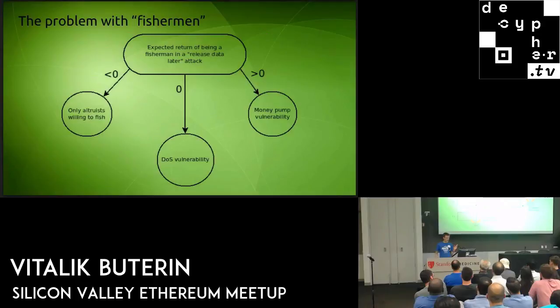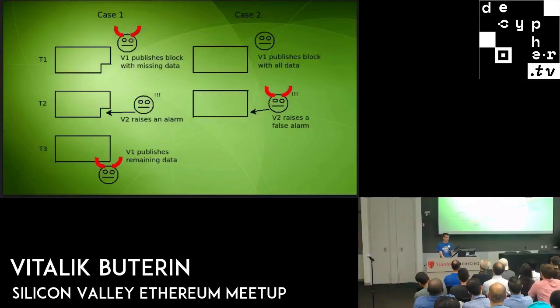The other case is the expected return is less than 0. So v2 loses. Now that's good in case 2 because it means that it's costly to do this kind of attack. But in case 1, what this means is that there's no incentive, first of all, to raise the alarm. And second of all, there's a disincentive against raising the alarm.